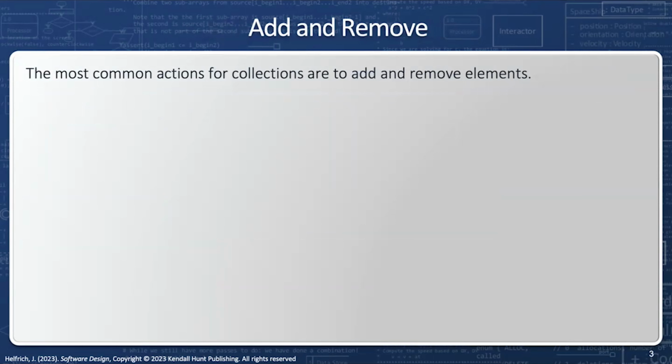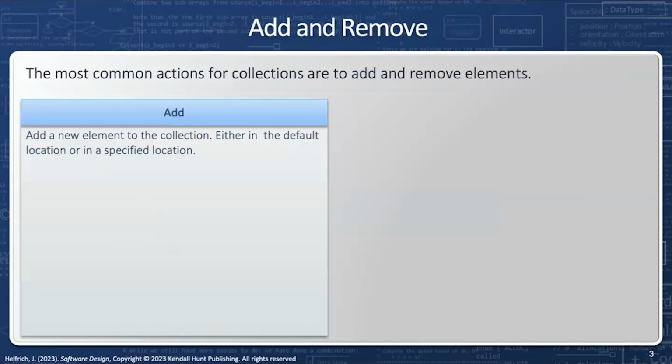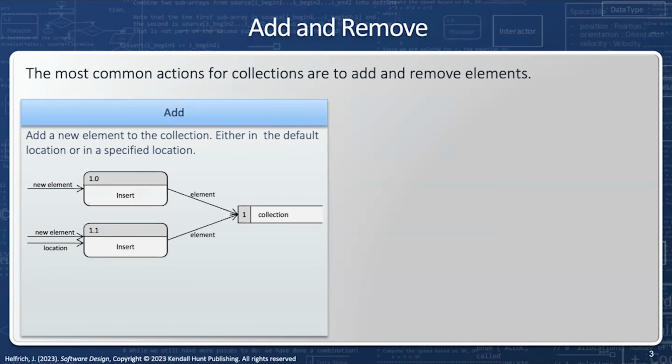First, the most common actions for collections are to add and remove elements. So add a new element to the collection either in the default location or in a specified location. In the first case, we're going to pick a new element in the collection. In the second one, we're going to specify where it's going to be. Now, if this is a stack or a queue, then clearly I don't get to specify where it goes because the data structure will take care of it for me. But most of the time, the user gets to specify the location, and we do that with an index or an iterator or some other mechanism.